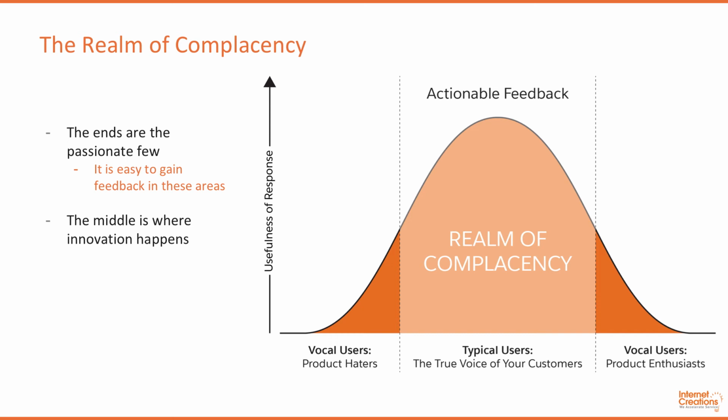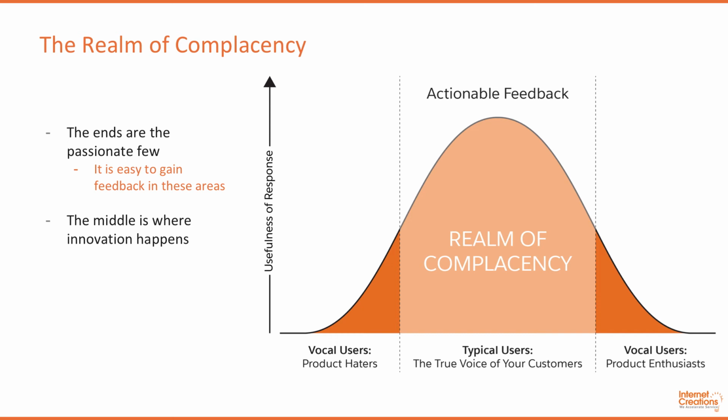All right, so what we were talking about earlier, where you have your vocal users on one side that are product haters and the product enthusiasts also vocal on the other side, it's those quiet people who don't really have a problem and they just have great suggestions, but you can't get them and inspire them to act. So your really great feedback happens in that middle, but that's where the people are complacent. You've got to incent them to respond. And at the very least, you have to make it easy for them to respond, because that's where your innovation is going to happen on your product.